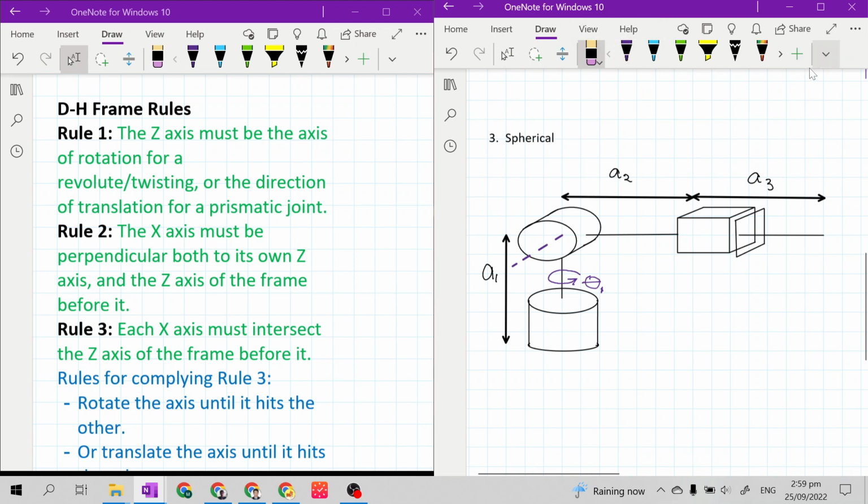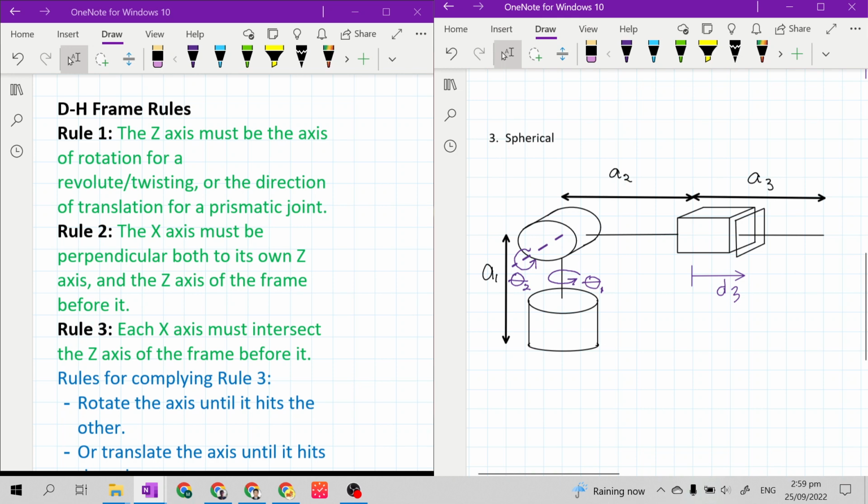So next is the indicator, then the name, then the label of the indicator. So it will be labeled as theta 2. Next, for the last joint, we labeled and indicated as D3. Okay.